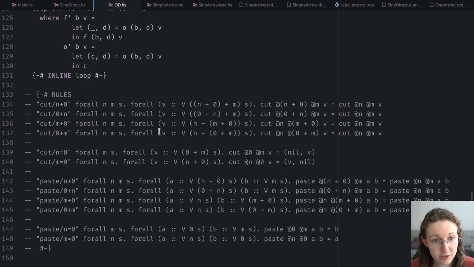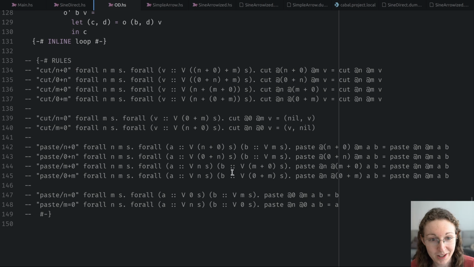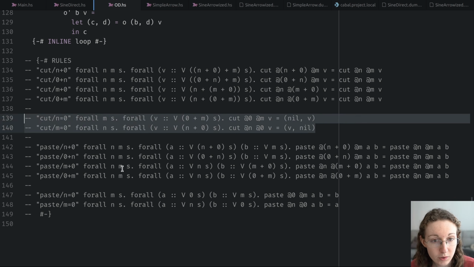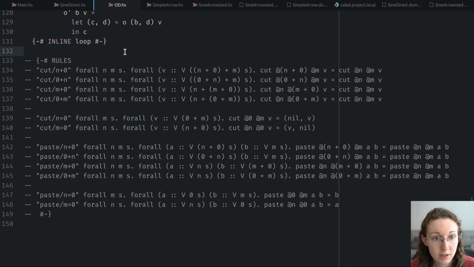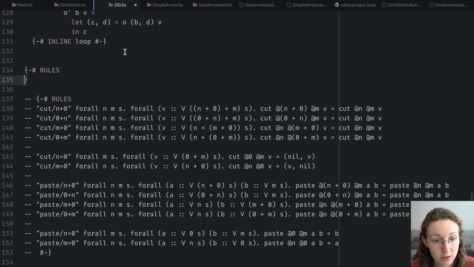And I already wrote a bunch of rewrite rules down here so that I don't have to write them all out. But these are the ones that I ended up with. But let's just start with the simple ones to start. These are the ones that I started with at this point, which is I realized when one of the two arguments is 0 for cut and paste, then we can rewrite it. And so let's just put these in here.